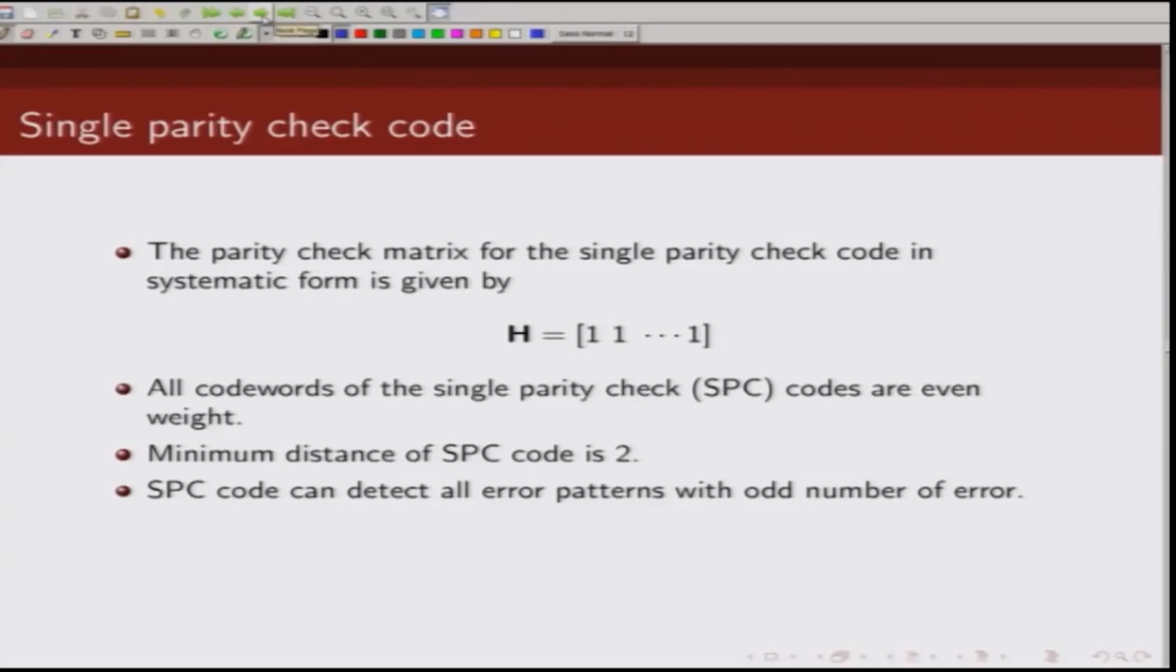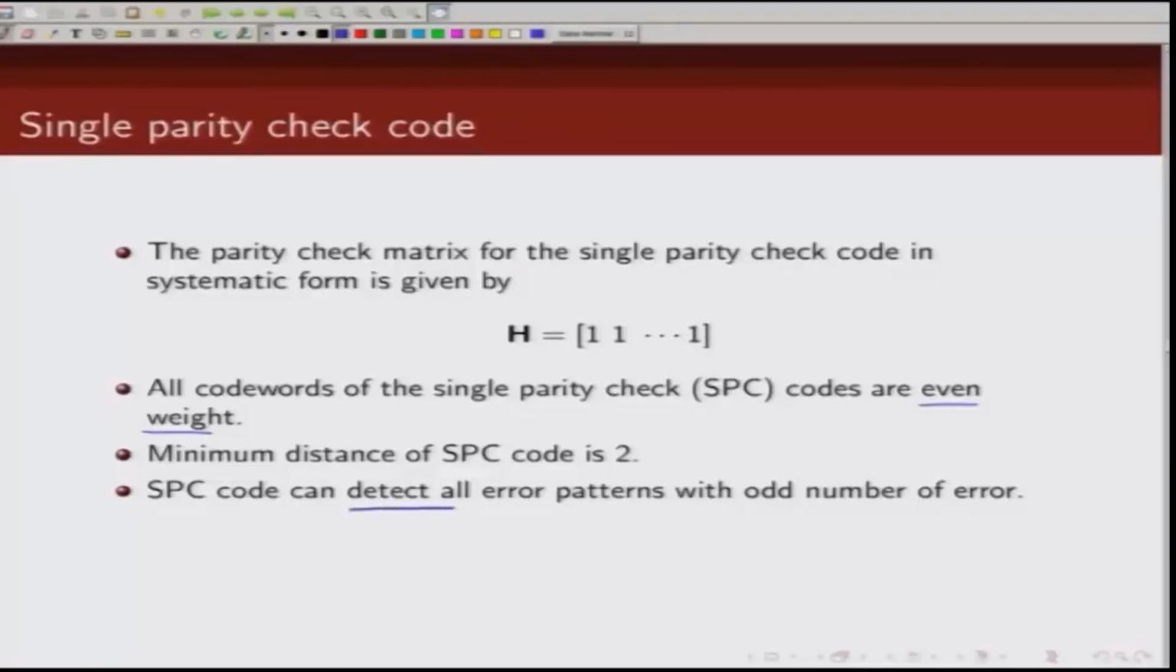Now, since all code words have even weight, any odd error pattern can be detected by single parity check code, because any odd weight pattern is not a valid code word. So, a single parity check code can detect all error patterns which have an odd number of errors, right. So, as long as the error pattern has odd weight, single parity check code can detect it.